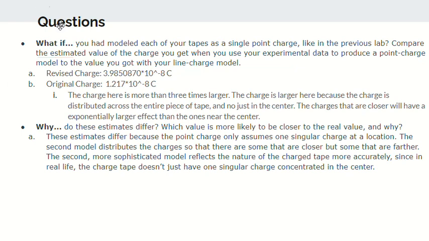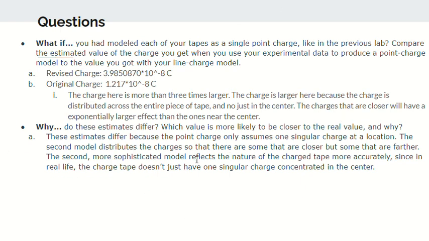Here are the questions. What if you had modeled each of your tapes as a single point charge like in the previous lab? For this revised charge, I got 3.985 times 10 to the negative 8. Original is 1.217 times 10 to the negative 8. The charge here is more than 3 times larger, and it's larger because the charge is distributed across the entire piece of tape and not just in the center. The charges that are closer will have an exponentially larger effect than the ones near the center. That's why it's so much bigger on the revised part.